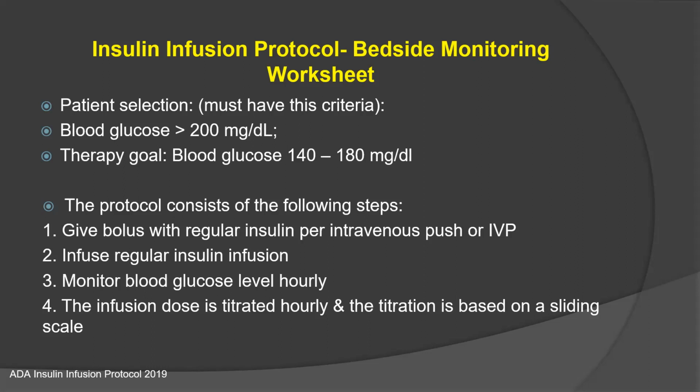Mostly the blood glucose thresholds are taken as more than 200 or 180, for example. And then the therapy goal is blood glucose of 140 to 180. The protocol usually consists of the following steps. Give a bolus with regular insulin per intravenous push. Infuse a regular insulin infusion. Monitor blood glucose level hourly. The infusion dose is titrated hourly, and the titration is based on a sliding scale protocol. So these are just the steps of what exactly you have to do.